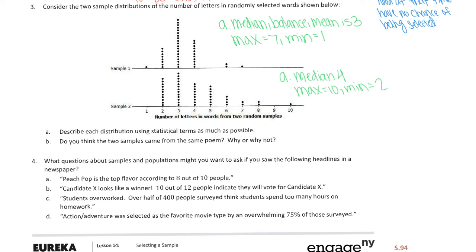So B, do you think the 2 samples came from the same poem? Why or why not? So now we're looking at these words and thinking, okay, if these were both a poem, would they be a part of the same poem? Maybe this is the first part of the poem, and maybe this is the second part of the poem. And these samples could have come from the same poem, but we notice that the distribution seemed very different. And we see that because of the way that it is shaped and measured in the center. So it's likely that they were from different poems.